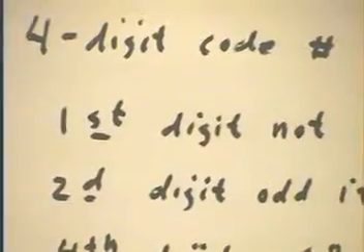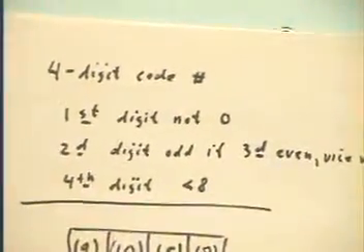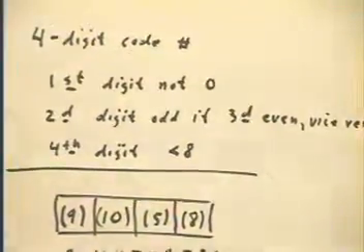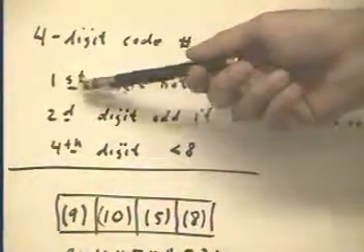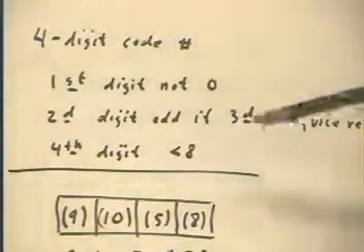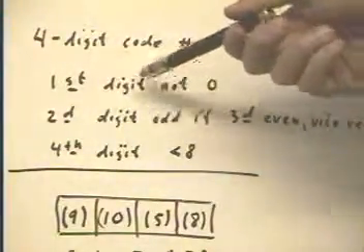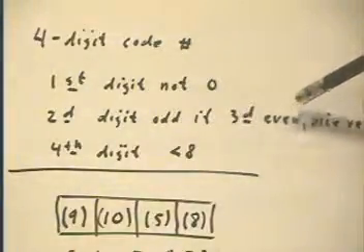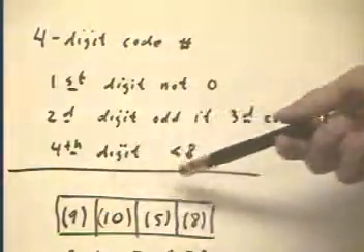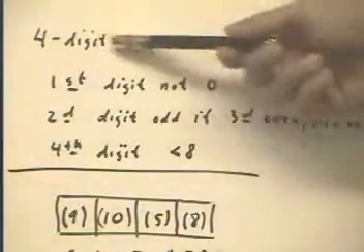Let's say that we want to make up a 4-digit code number where we have certain restrictions on the digits in the code number. The first digit of the code number can't be 0. We don't want to start our code with a 0. We want the second and third digits to be one even and one odd. So if the second digit is odd, the third is even, and vice versa. The second is even if the third is odd. And then the fourth digit, for some reason, is less than 8. How many ways are there of making up a 4-digit code?